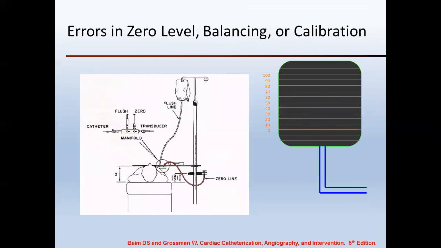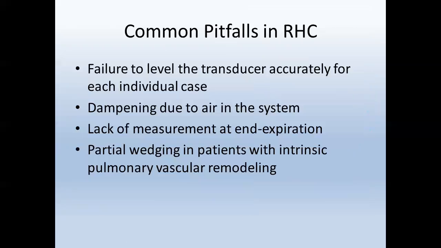What is the second most common pitfall? Dampening due to air in the system, because this is all transmitter based, right? This is pressure transmitted through a fluid-filled catheter. The entire catheter system is filled with fluid, and if you have air in the system, it is going to dampen the tracing and give false readings. Yesterday we were in a patient, mean PA pressure was 35, so we gave nitric oxide, and the pressure came to 10.